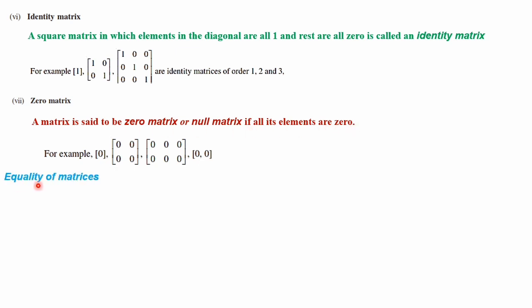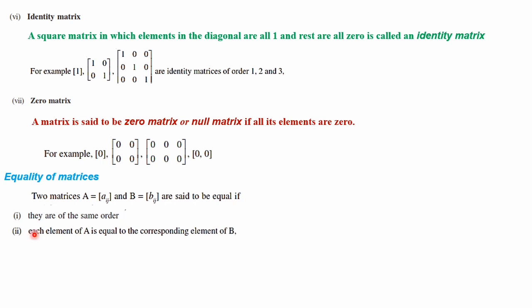Next is equality of matrices. How will we consider that two matrices are equal? Two matrices A = [aij] and B = [bij] are said to be equal if they are of the same order. First of all, they should be of the same order. Order means number of rows and number of columns should be equal in both the matrices. Next, each element of A is equal to the corresponding element of B, means their corresponding elements must be equal. First of all, both matrices should have the same order. Then each corresponding element also should be equal.